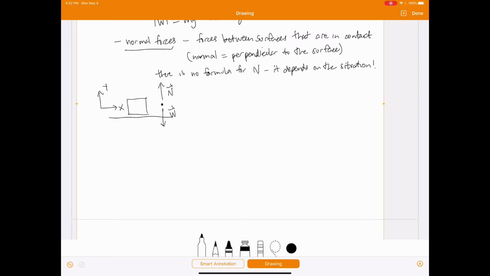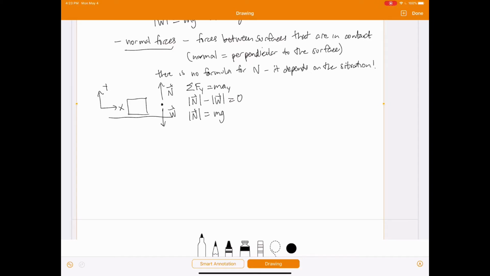If I apply F equals ma to the y direction for this box, the net force in the y direction is m times a_y. There are two forces, N and W. N is positive, W is negative because it's pointing down. And the acceleration in the y direction is 0 because this box is just resting there. It's not accelerating up or down. So that tells us that the normal force is equal to the weight, which is mg.